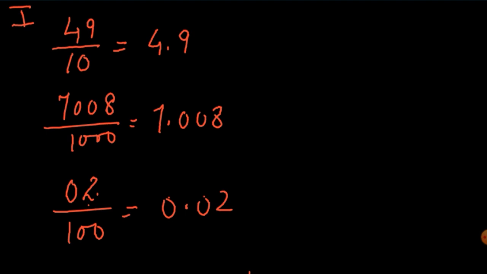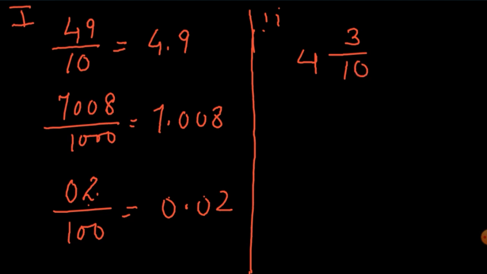Now the second one is, if you are given a mixed number. Mixed number means like you are given 4 3 by 10. Now this 4 is a whole part, so write 4 like this only. Now 3 by 10, so just consider this 3 by 10 and convert this into decimal. 3 by 10 means 0.3.